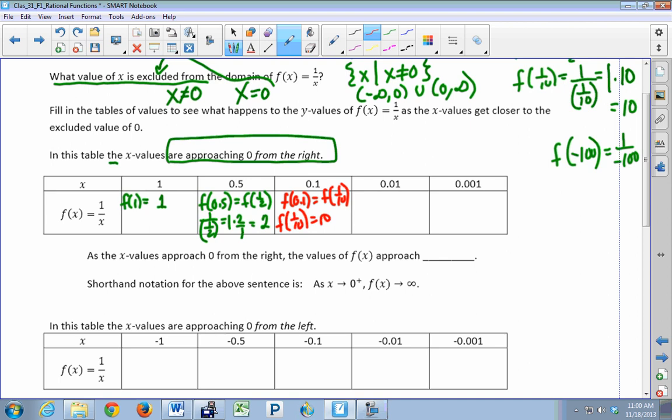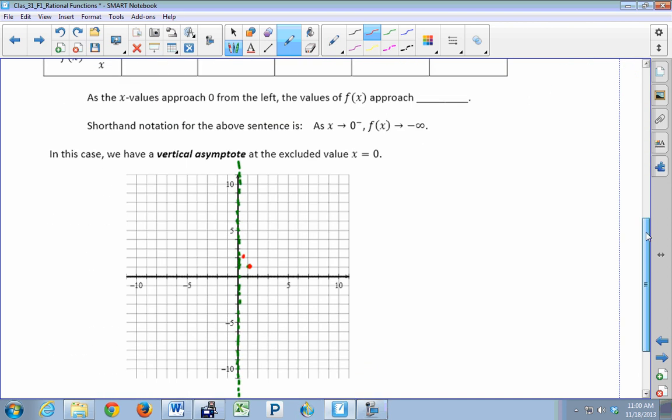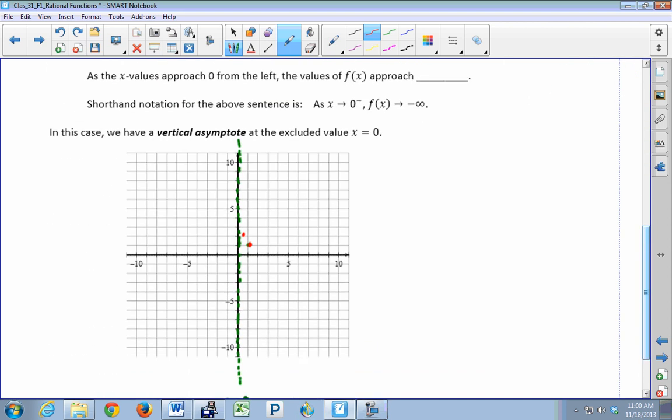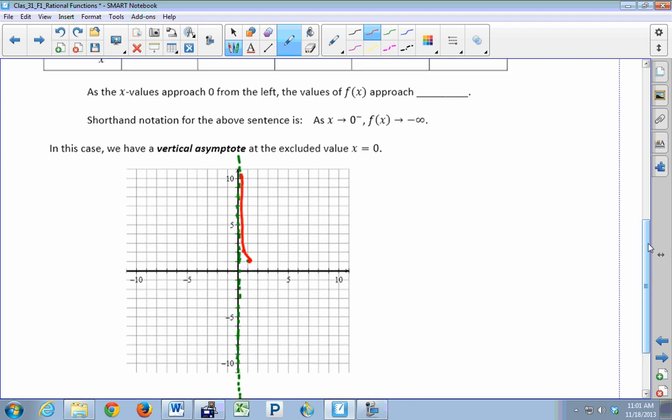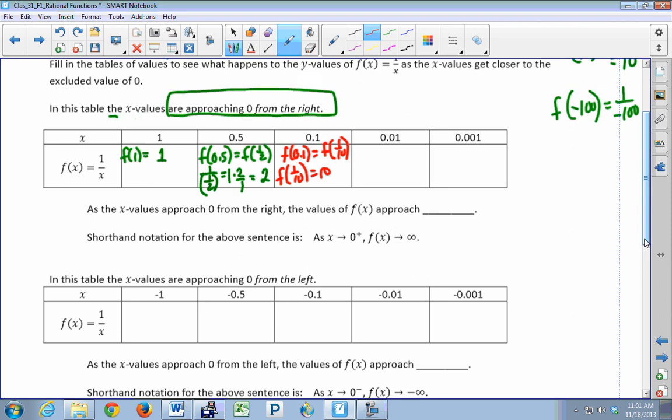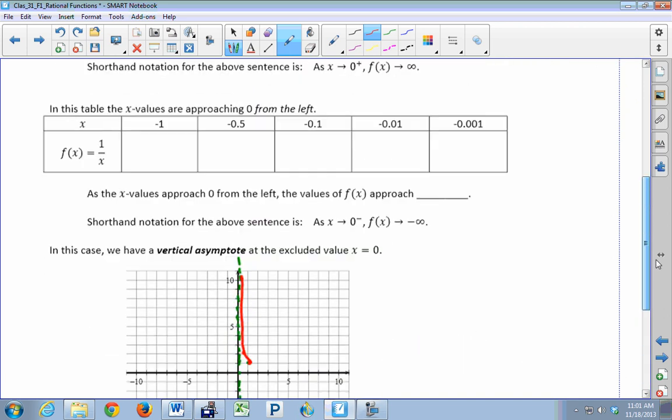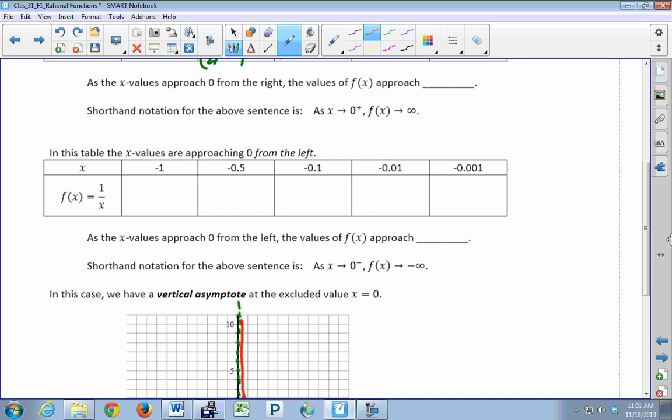10, right. So I get in really close to 0, and I'm all the way up here at 10. Okay. So my behavior so far, my x values are moving to 0, and my y values are getting big. Okay, well, how big are they going to get? Let's see. What's f of 1/100 going to be? If I take the reciprocal of 1/100, 100. Oh my God. So I can't even put that on my graph. It's going to be up here on the ceiling somewhere.